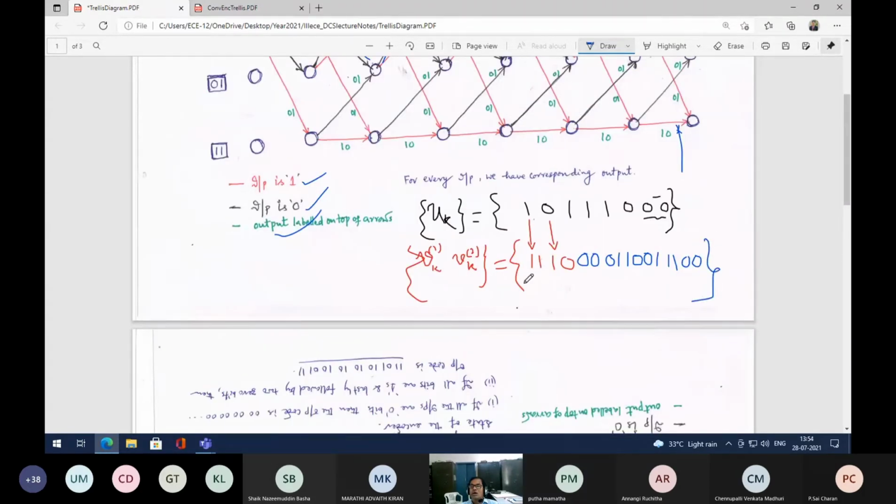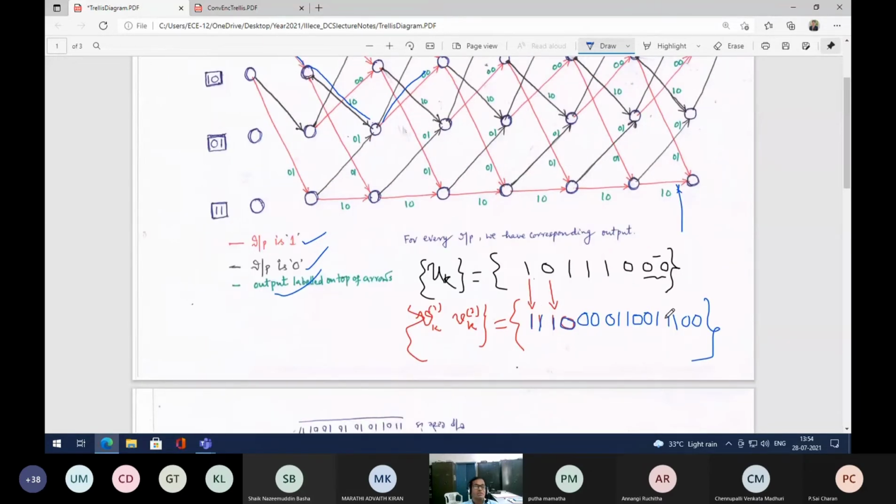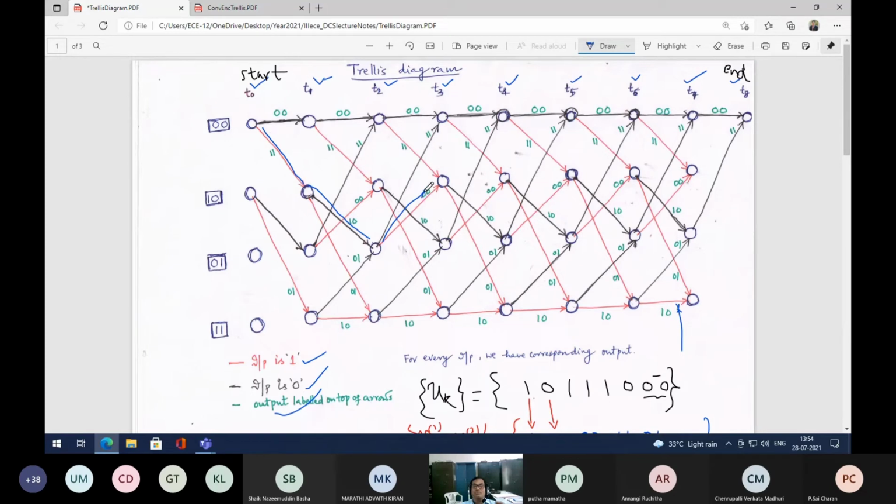So this is my output base. From the Trellis diagram, because we have done all possible outputs for all the possible inputs, based on that, simply we follow the path. That's it. That means what is the path now? I think it is going like this, like this, like this, like this, like this, like this. That is important.